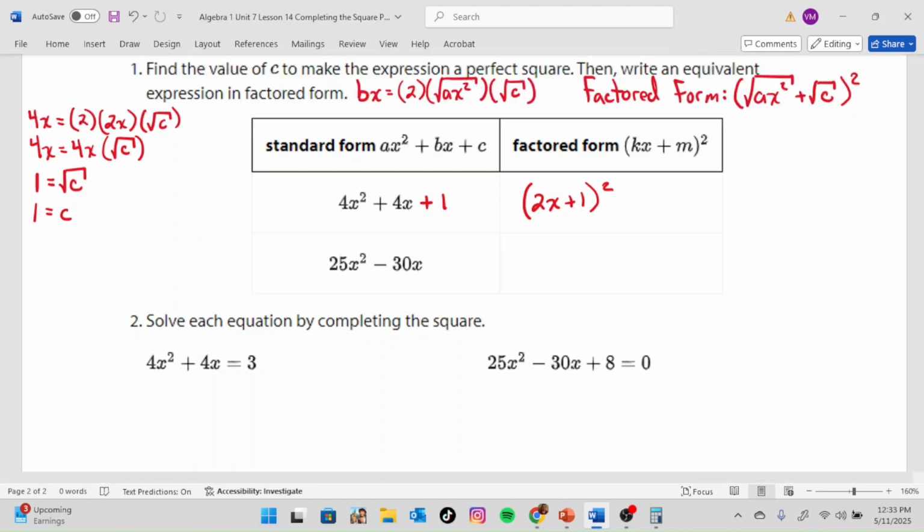Now let's look at the bottom one. Bx is negative 30x. That's going to equal 2 times the square root of ax squared. So the square root of 25x squared would be 5x times the square root of c.